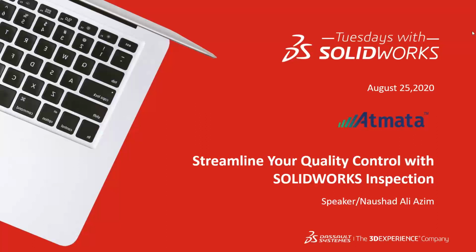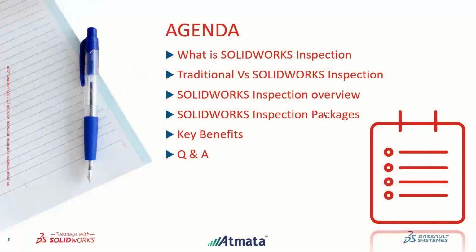So as Mr. Motas has told, we are going to see the first article inspection using the SOLIDWORKS Inspection product itself. So let me share the agenda, what we are going to see today. We will be focusing on SOLIDWORKS Inspection. What is SOLIDWORKS Inspection? And then we will move to the traditional inspection process and SOLIDWORKS Inspection process comparison. And then we will see the SOLIDWORKS Inspection product overview. And then what are the product packages we can offer for SOLIDWORKS Inspection, and then key benefits, and then queries. So this is the agenda of this session.